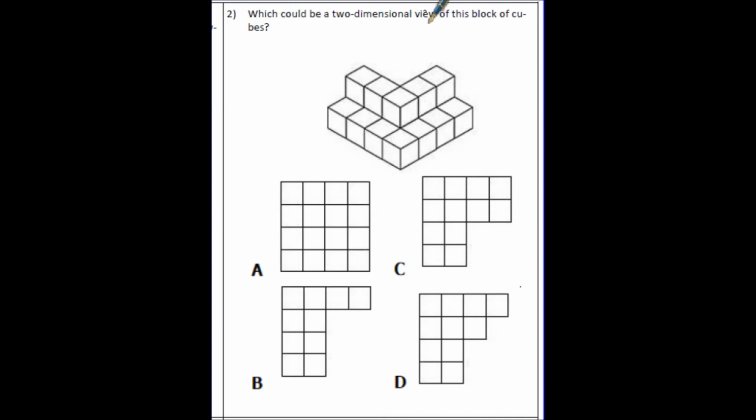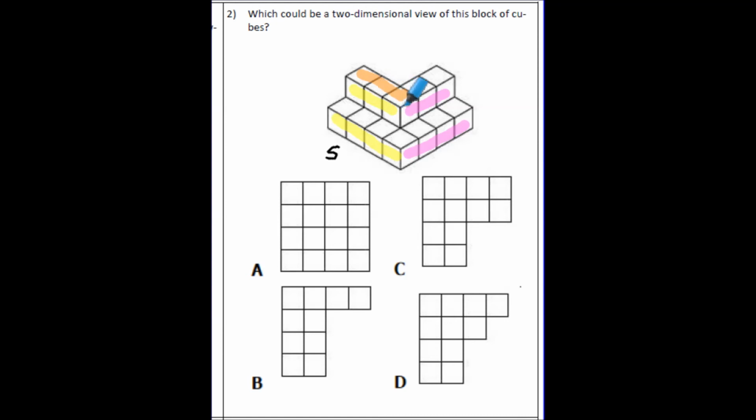Which could be a 2-dimensional view of this block of cubes? So if I look at this view, I see that we have a group of 4 and then a group of 3, and I don't see that as any of the choices. So that's my side view, and I don't see 4 squares and then 3 squares, so that's not a view that I see as one of my answer choices. And let's go to the front view. I have a group of 4 and then a group of 3 in those columns, and that's not what I see in any of the answer choices for the front view.